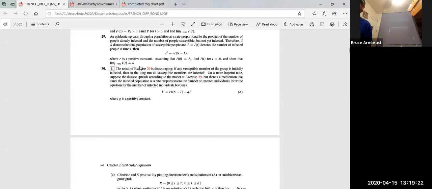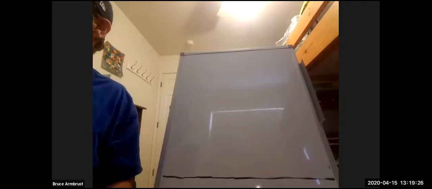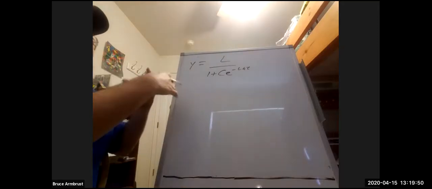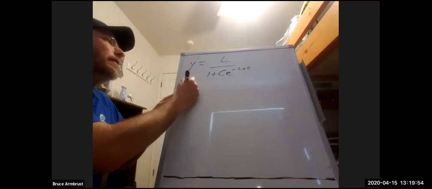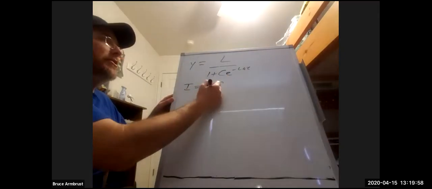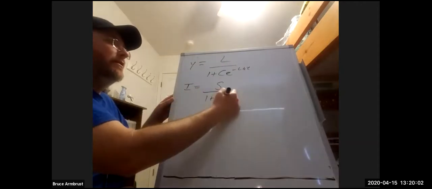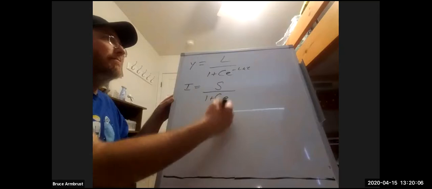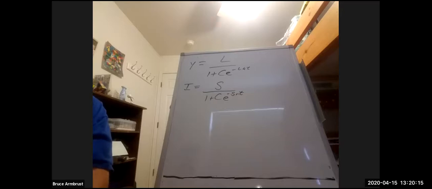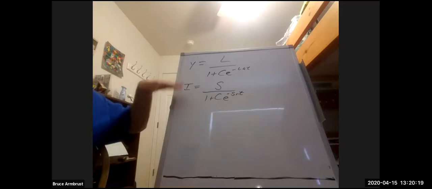I'm going to stop sharing and go back to the whiteboard here. So we got y equals L over 1 plus C e to the minus LKt. That's what we found when we did it the other way. Let's just replace all the letters. So y is now I, L is S, because that's our susceptible population. The C is still C, that was just the unknown we get from integrating. And the minus LKt should be minus SRt, because we had that growth rate of R. So I just translated this.